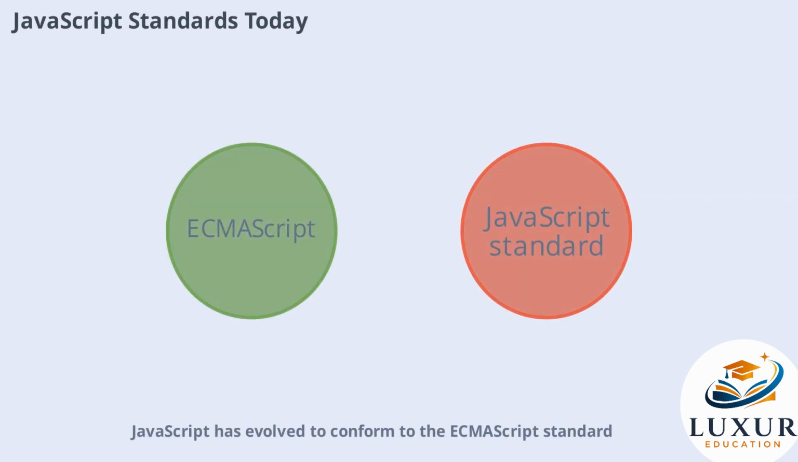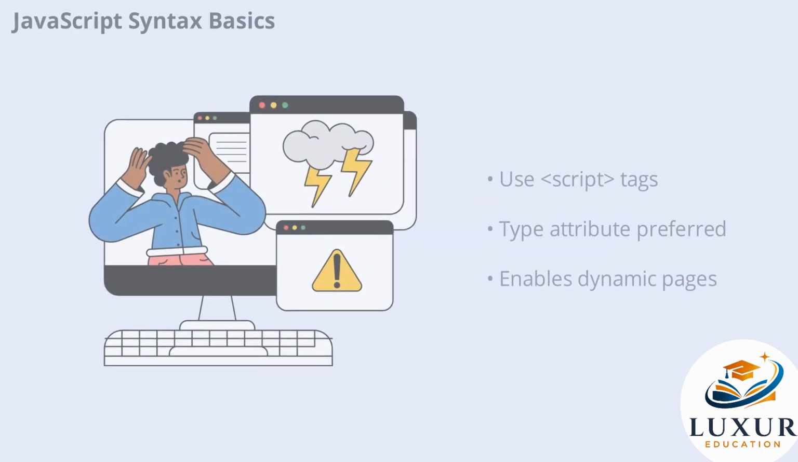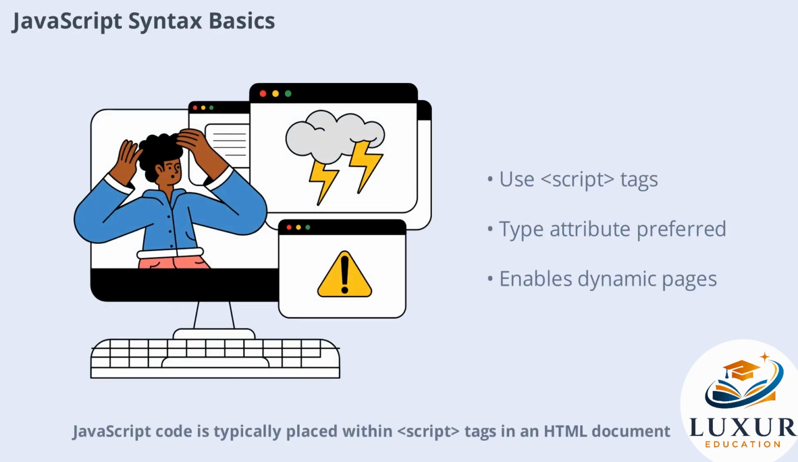JavaScript has evolved to conform to the ECMAScript standard, with Edition 5 being a significant update. Both Netscape's JavaScript and Microsoft's JScript now align with ECMAScript, though they may include additional features. This standardization ensures that JavaScript code behaves consistently across different browsers, making it easier for developers to write reliable and portable scripts.